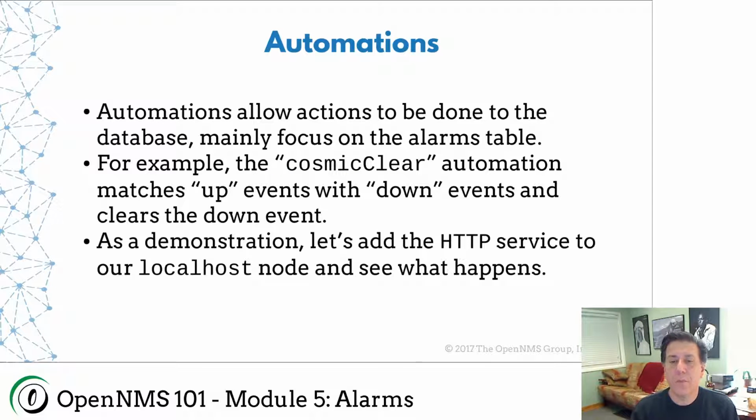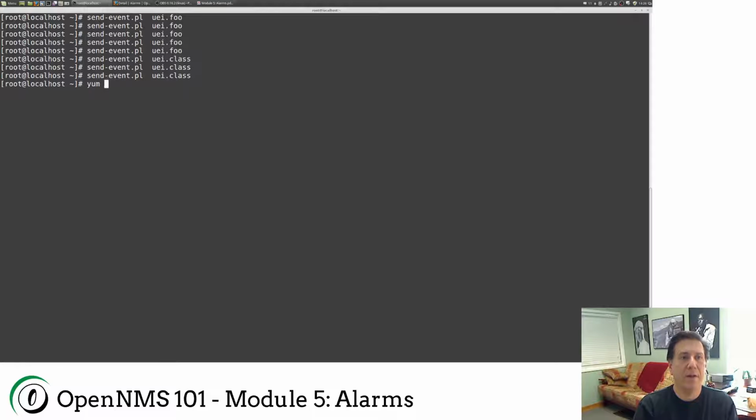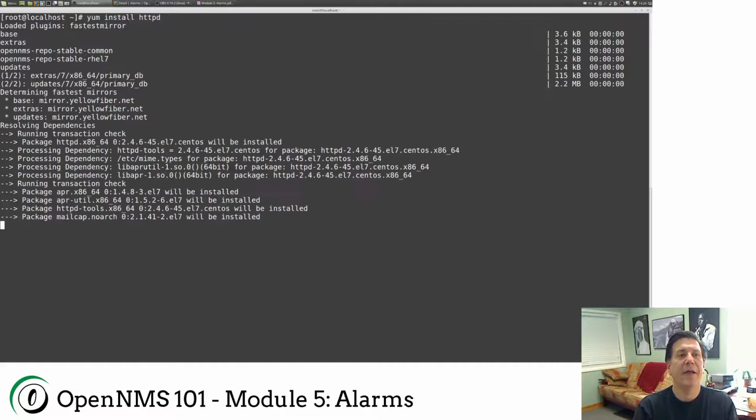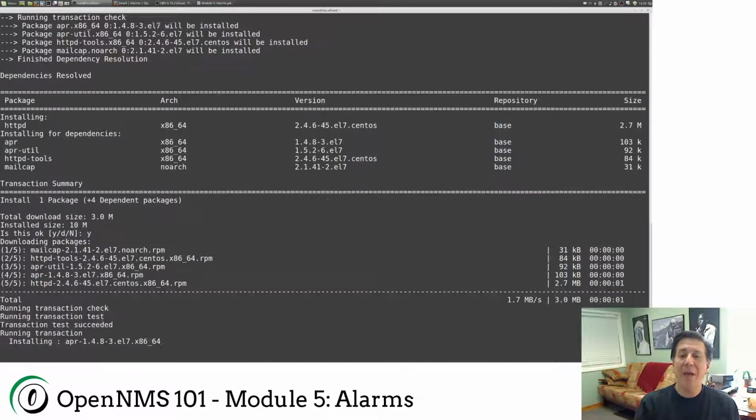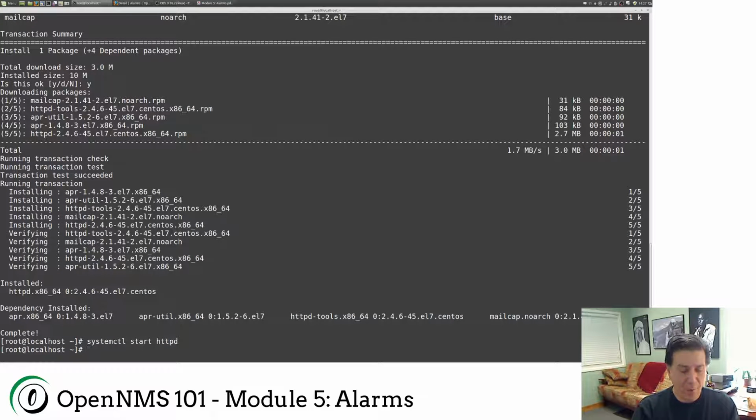So let's demonstrate that. We have a built-in automation called the cosmic clear. And the cosmic clear matches up events with down events. To demonstrate that, we're just going to add a web server to our test node, our localhost node, and we'll see what happens. So let me go over here, and I will do yum install HTTPD. Let me clear this so you guys can see a little better. Remember, you may already have this installed, but when I built my VM for this training course, I decided to use the minimal install. So I didn't get anything but the bare bones CentOS 7 install. So I had to install HTTPD, and I'm going to start HTTPD. So now I have web services running.